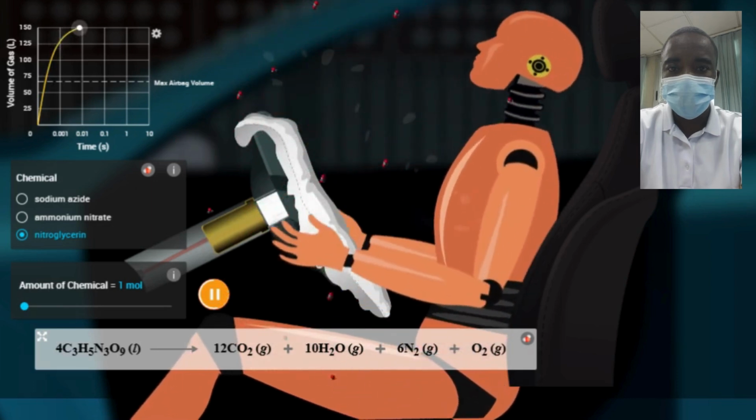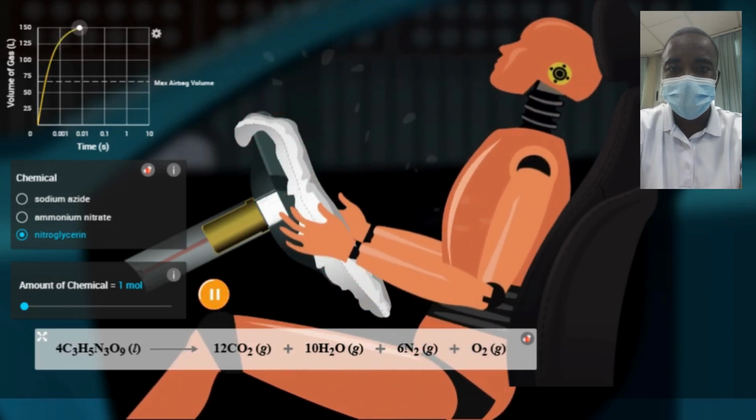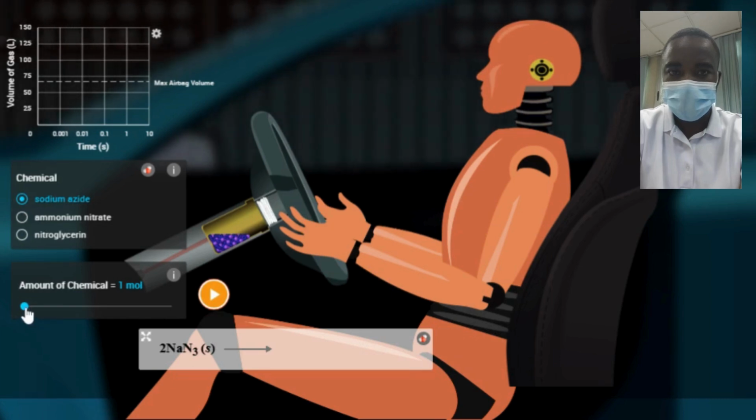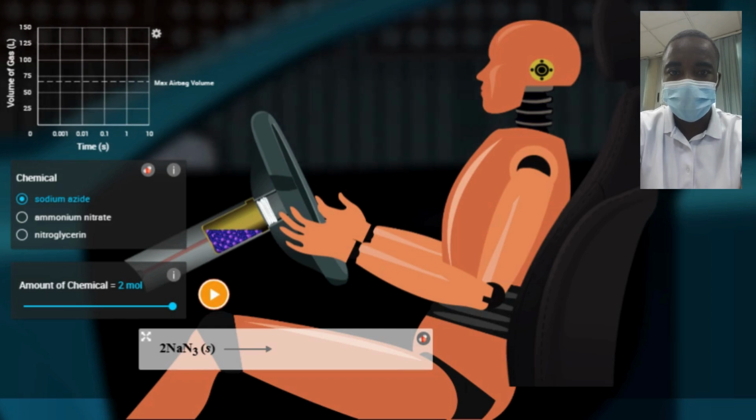Simulation parameters. To simulate the performance of these chemicals, we will consider the following parameters. Moles of chemical, increased from 1 to 2 moles. Volume of gas produced, measured over time. Reaction time, the time taken for the chemical to fully react and inflate the airbag.